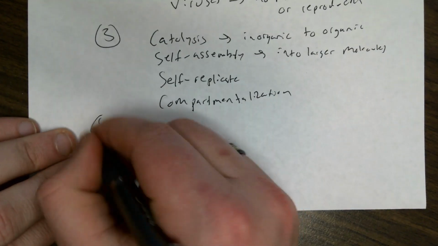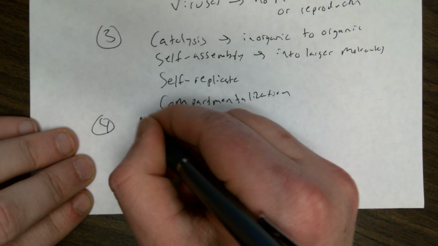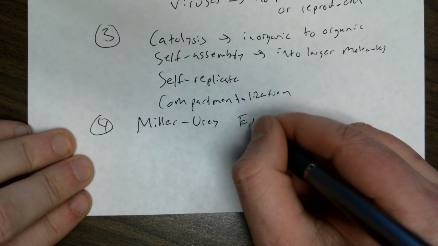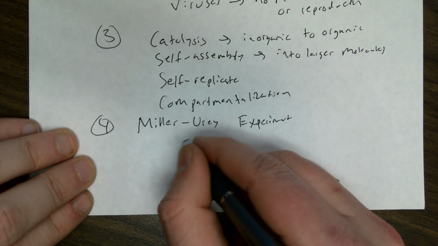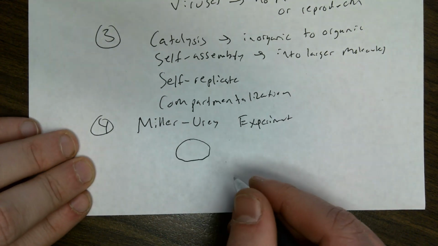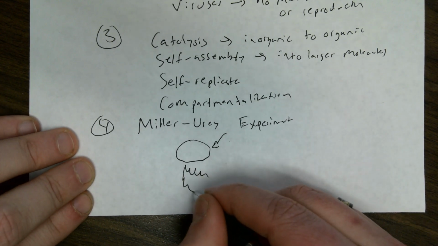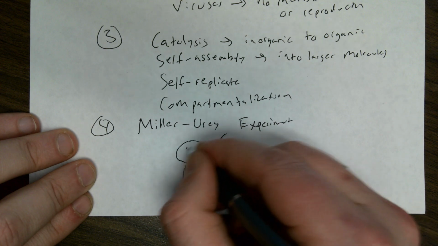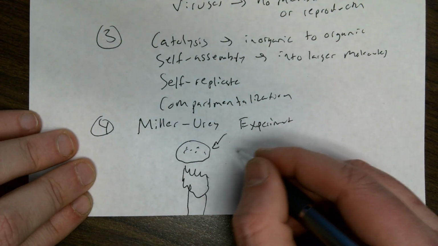So 4, how do we know this happened, or why do we think this happened? One of the reasons is the Miller-Urey experiment. So the Miller-Urey experiment was basically they took a bunch of gases, trapped them in a container, and then shocked it with lightning and heat. They heated it up, and they had all these gases in here. And so they put a bunch of energy in to try and get it out.